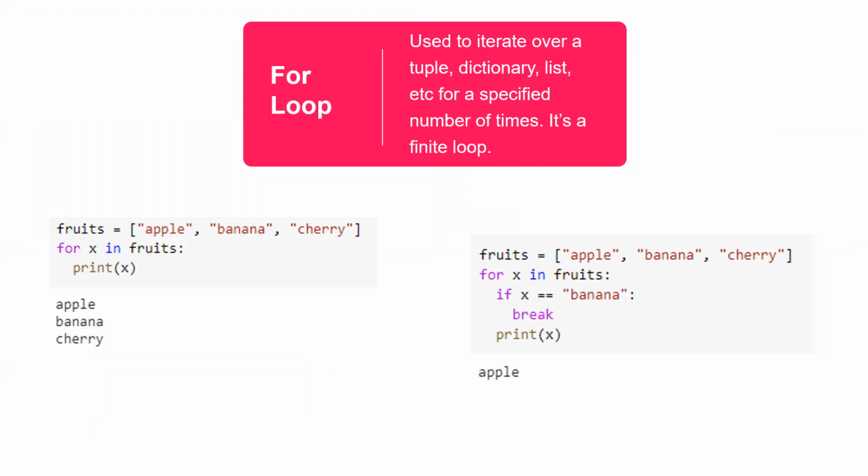Coming to loops, we have two kinds of loops in Python, one being the finite loop and the other being the infinite loop. For loop is known as the finite version in Python as it is executed for a certain number of times. So if we have a list, fruits, containing apple, banana, cherry, for x in fruits, it prints all of them. And in the second example, it checks if x double equals banana.